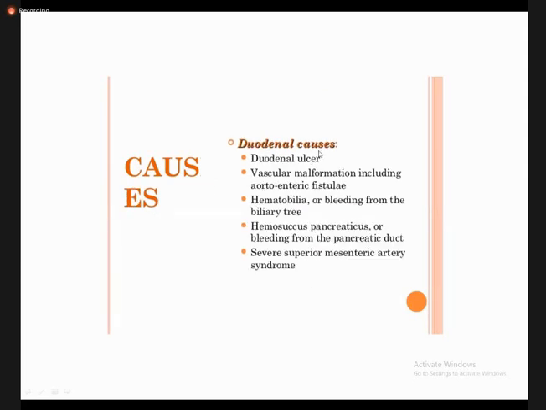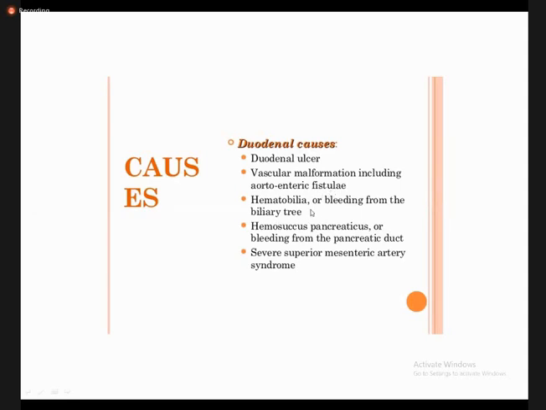Coming to the duodenal causes, again the most common is the duodenal ulcer, and the other common causes are vascular malformations, including aortoenteric fistula. In this, the aorta, which is the largest vessel of the body, forms a communication with the gut vessels, making an aortoenteric fistula, and that causes a profuse upper GI bleed.